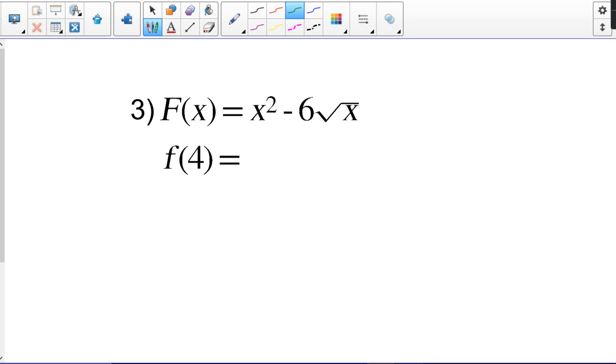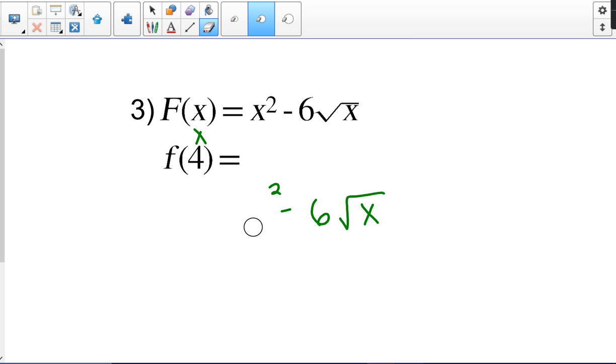Next, I asked you to evaluate a function from an equation. So now we have an equation for a function that says x squared minus 6 times square root of x. And we're evaluating f of 4, an input of 4. So once again, we're figuring out the output for an input of 4. Inputs, again, are x values. So that means that I'm going to take this x squared minus 6 root x, and wherever I see x, I'm going to substitute 4 because I'm doing an input or an x value of 4. So let me put 4 in there both times that I saw x.